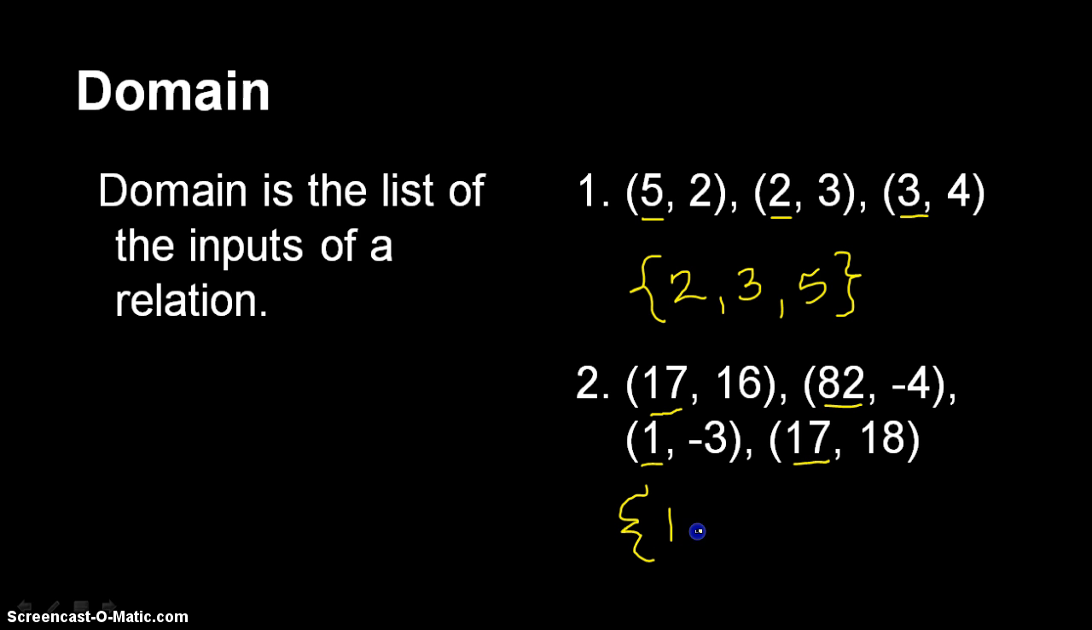So our domain would be 1, 17, 82. Again, the domain is the list of the x values, or the first part of the coordinate pair.